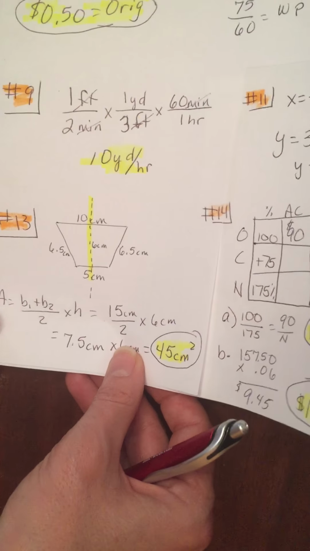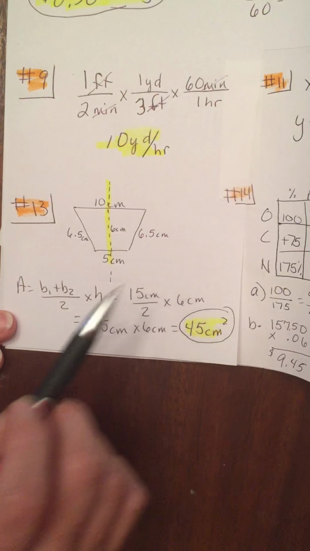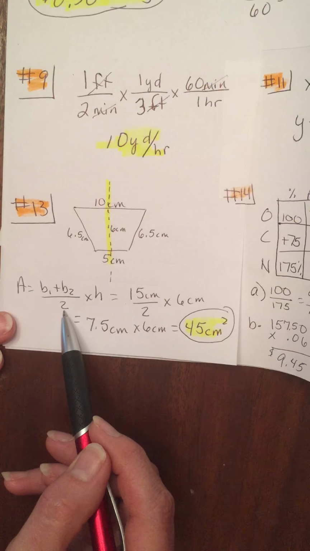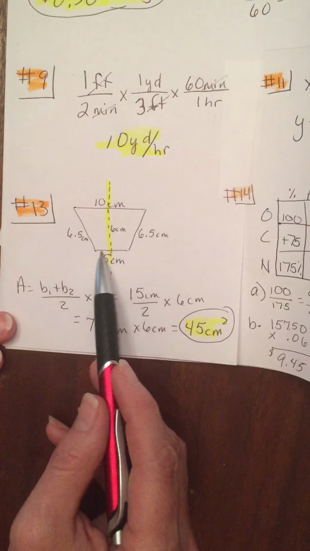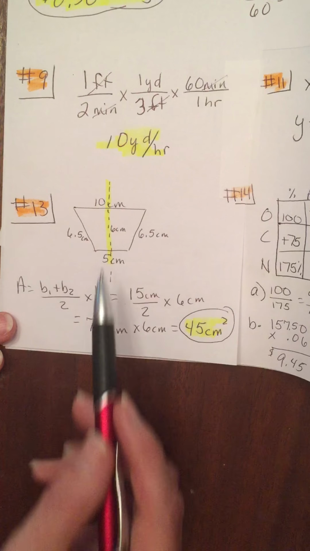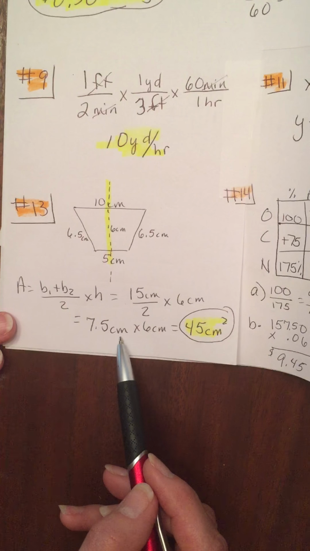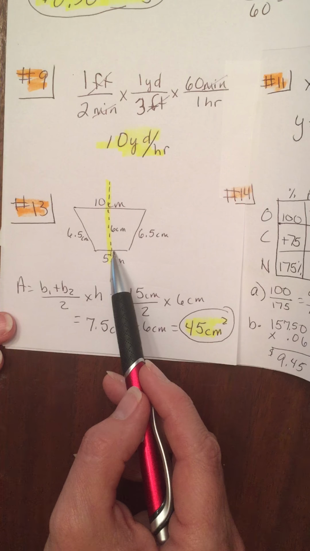Number 13, we've got this trapezoid, and they want us to find the area first of all. So my formula for area: base 1 plus base 2 divided by 2 times the height. Remember, your bases are the parallel sides on the trapezoid. 10 and 5 make 15, divide by 2 makes 7.5 centimeters. I used my height, 6 centimeters.